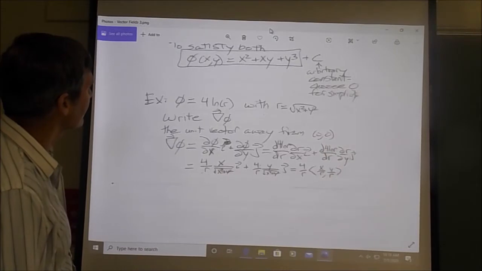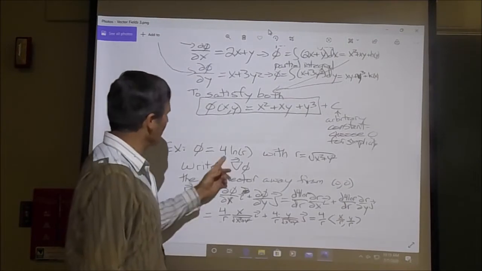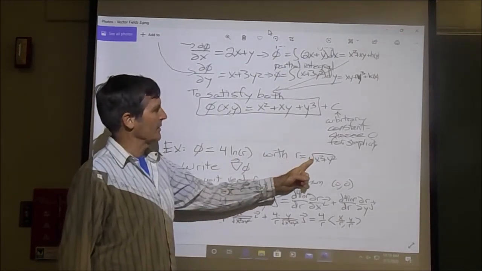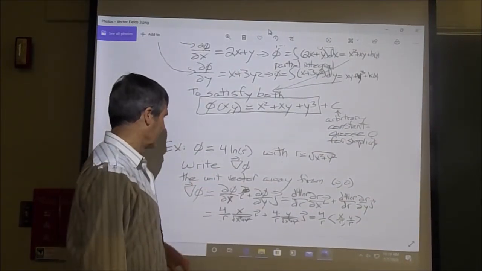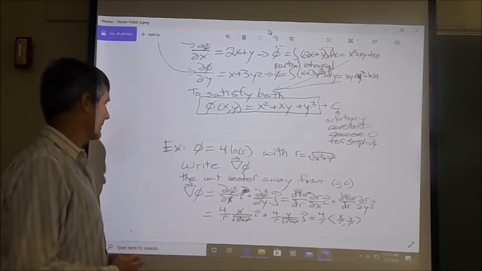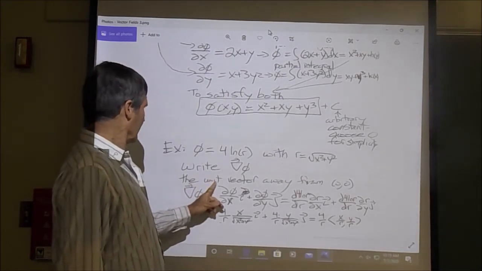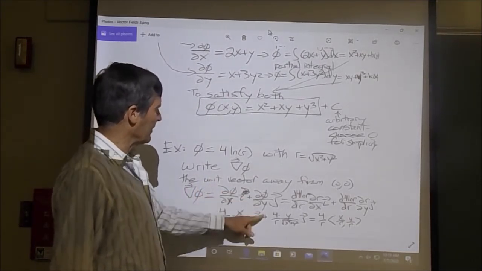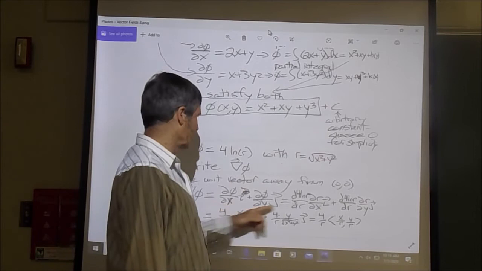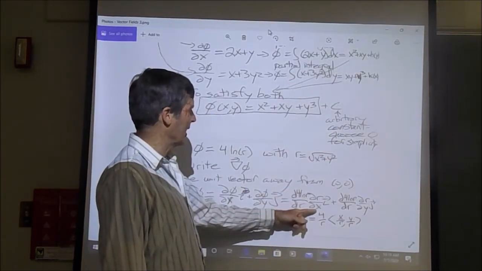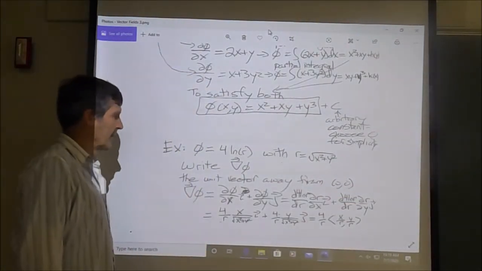Here's an example of a potential phi equals 4 ln r, where r is the polar distance to the point, root x squared plus y squared, right? What is the gradient of phi? Well, we just calculate it here. The gradient of phi is d phi dx i plus d phi dy j. Well, what is that? That's by the chain rule, d 4 ln r dr dx plus d 4 ln r dr dy, right? r being a function of x and y both.